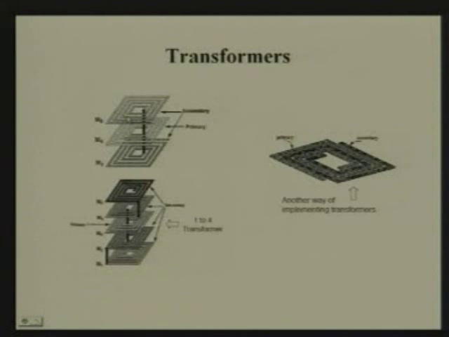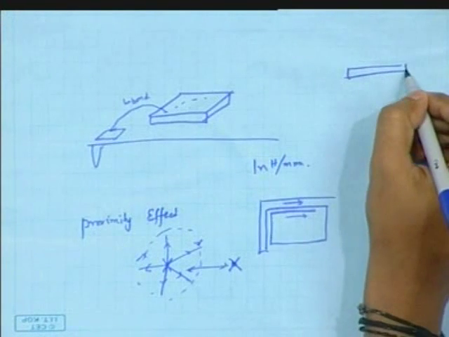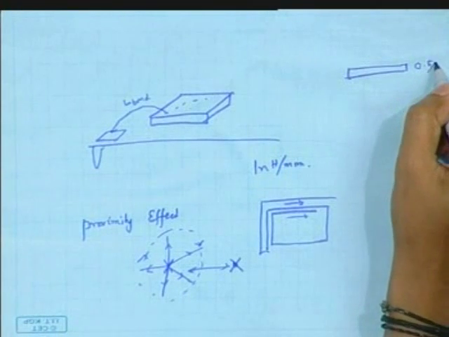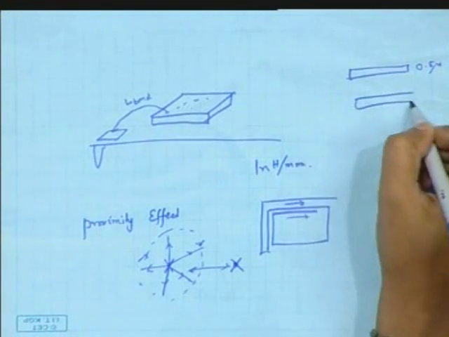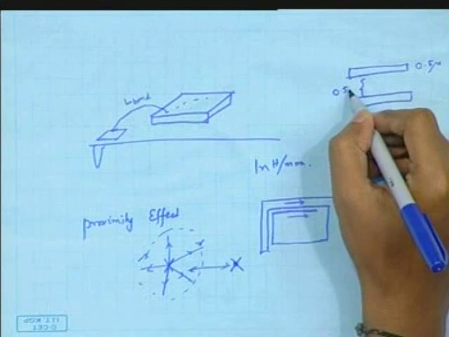Now these transformers also have additional parasitics, because as I already mentioned, if you stack two metal layers, that will have capacitances, and also the coupling between these two will not be very high, because in the CMOS processes we use, the metal layer thickness is around 0.5 microns, and the separation between two metal layers is also around, say, 0.5 to 1 microns.